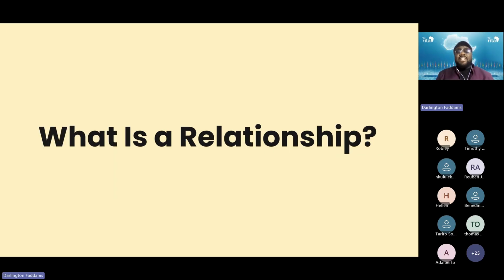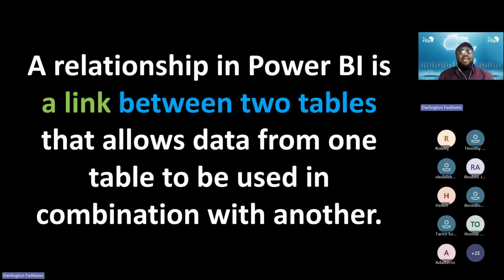All right. So what is a relationship? A relationship in Power BI is a link. Please type a link in the chat for me. It is a link between two tables, a link between tables. So it is usually between two tables because from table A, there is a relationship to table B. It is possible that table A also has a relationship with table C, but the relationship is really between table A and table B.